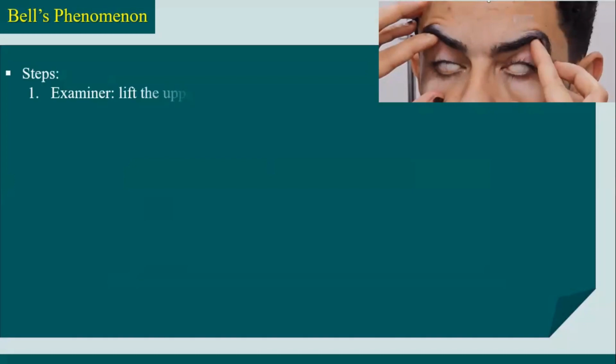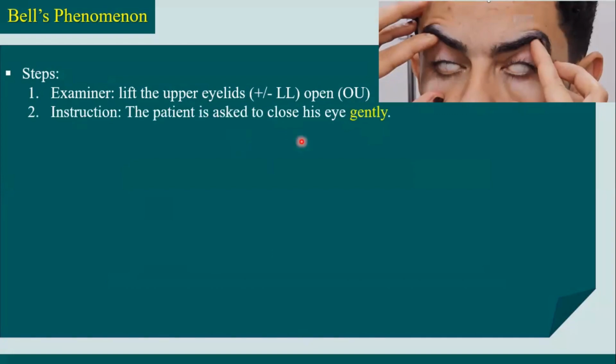So once more, I wrote it down because sometimes it's confusing. Lift the upper eyelids. In some references, or some practitioners, just hold the upper eyelid, retracting the upper eyelid alone. But as I said, this is my way. I also use the lower eyelids, and I prefer to use both bilaterally at the same time. Instruct the patient to close their eyes, it should be eyes, gently.